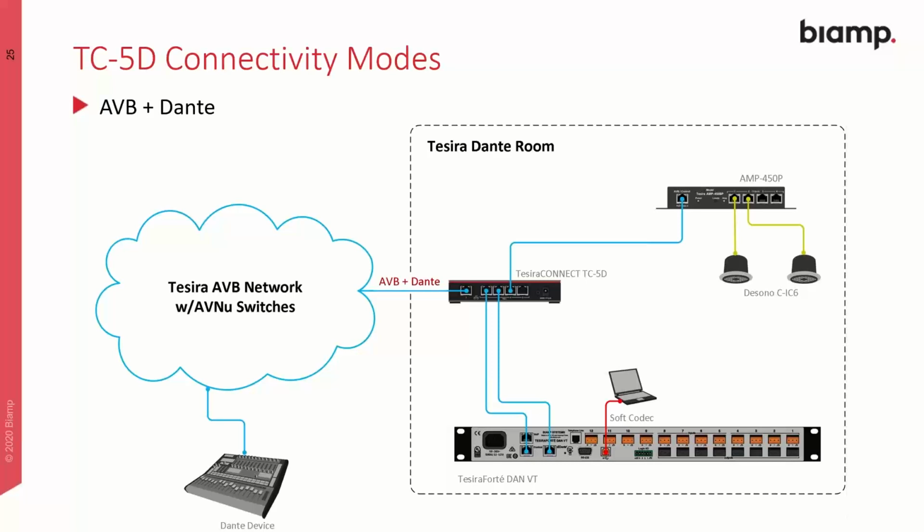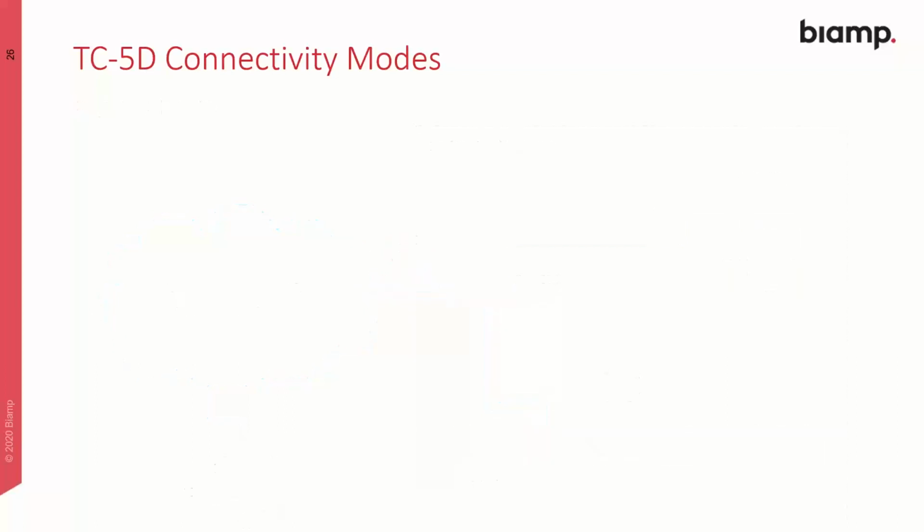So here is a Tesira Dante room connected to a Tesira AVB network that is using AVNU or Biamp approved switches. But note that it has both Dante and AVB traffic on it, and as such, this will not work. Okay, this is something that you need to avoid in your design if you are connecting both AVB and Dante networks.